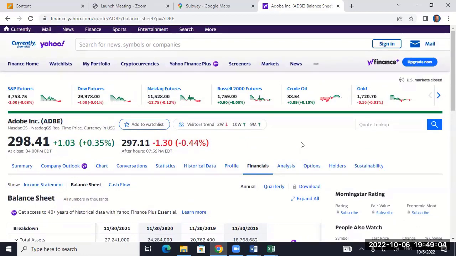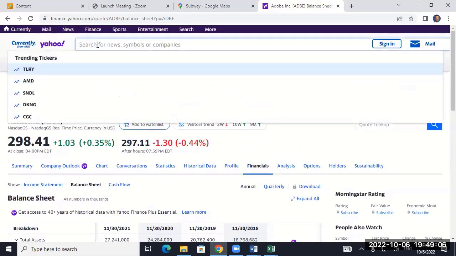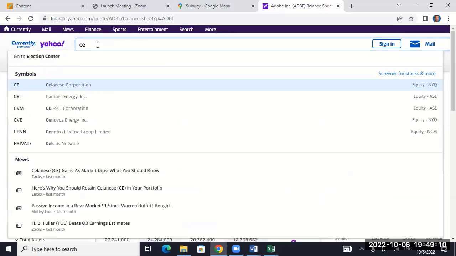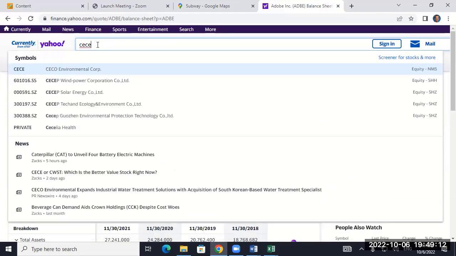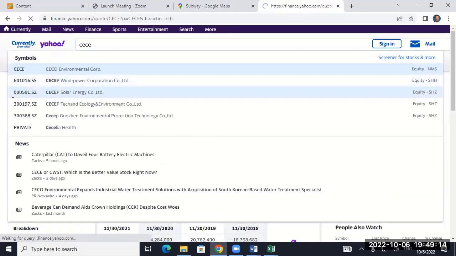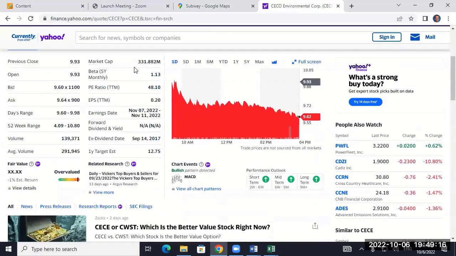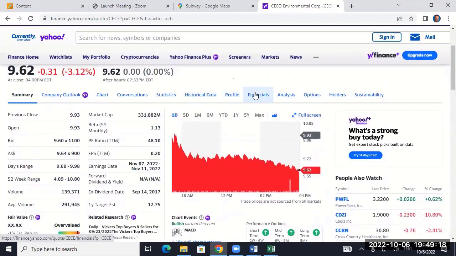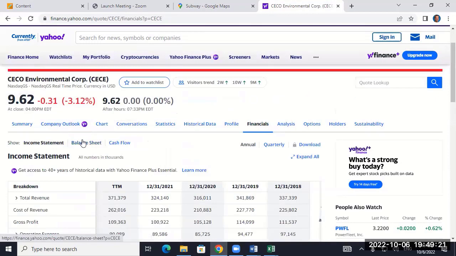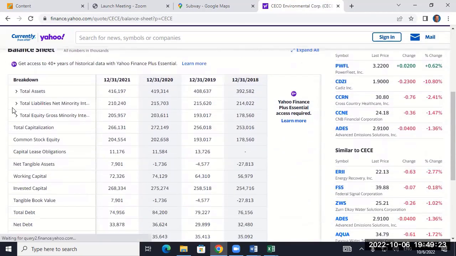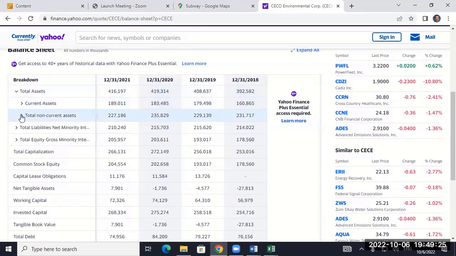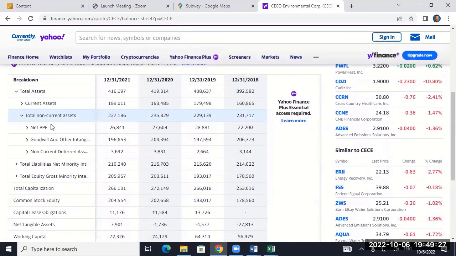What was your stock there, Colin? CECO? CECE. Okay. Let's see if their goodwill is a disaster here. This is a firm that said the only way we know how to grow is to buy another firm. So yeah, their goodwill is half their assets.